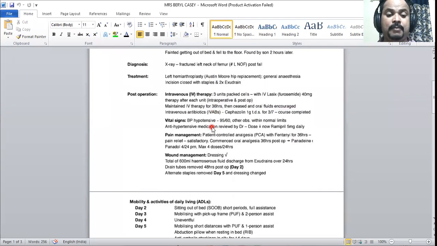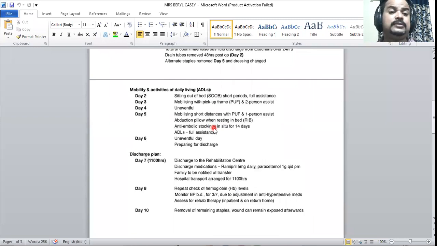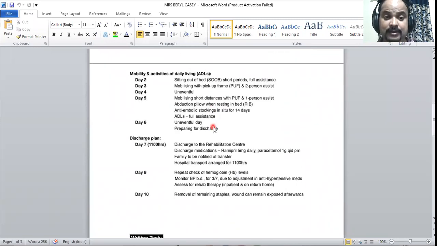Now I am moving ahead with the activities of daily living. That is what happened from the day of the surgery. The day of the surgery was on 4th of February 2014.